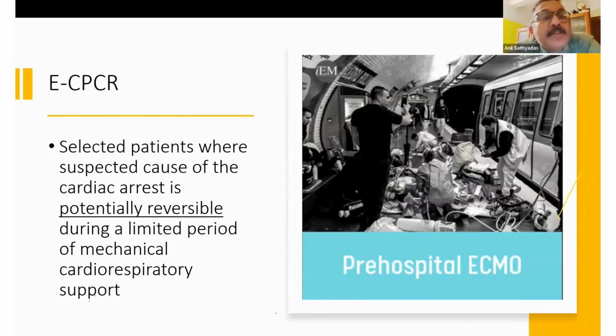Then you have something called eCPR, where you go for ECMO, extracorporeal, and that is done extensively in other countries like Singapore and places where this is quite common.